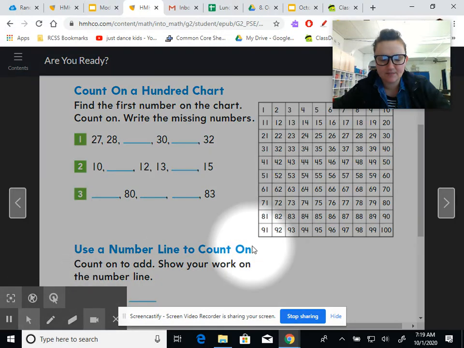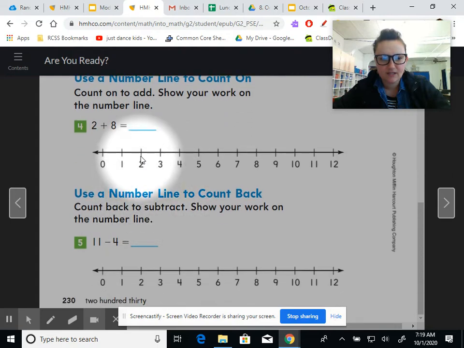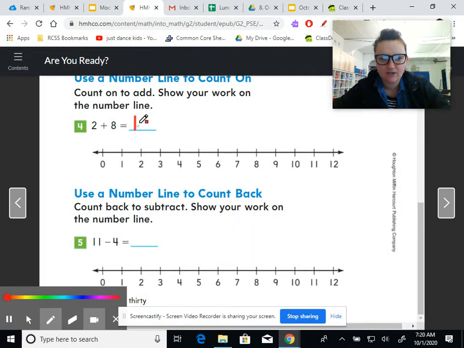All right, next part. Use the number line to count on. So count on to add. Show your work on the number line. So 2 plus 8. So starting at 2, or actually let's start at 8 and count up 2 more. So 8, 9, 10, we should have gotten 10. So on your number line, or on the answer line, write 10.